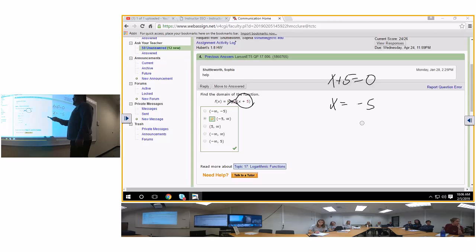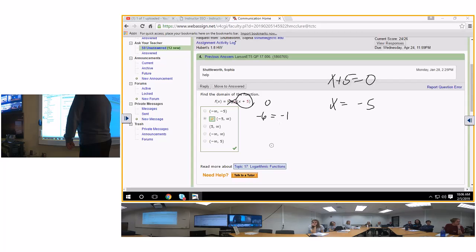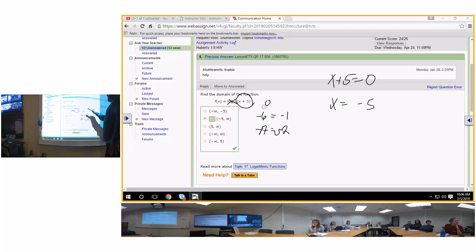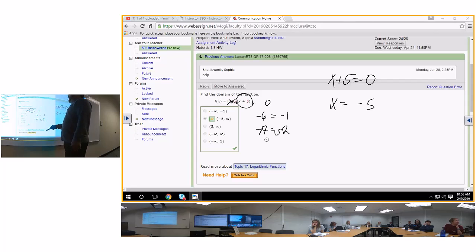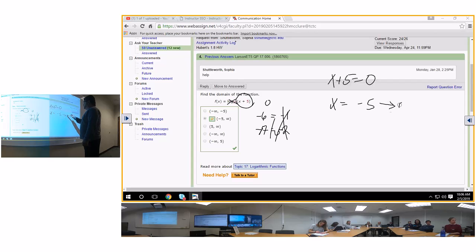So if I plug in a negative 5 right here, I'm going to get what? 0. What if I plug in a negative 6? What am I going to get? Not 0. Negative 1. What if I plug in a negative 7? Negative 2. So anything I plug in below negative 5, it's not going to work. So how do I write that? I can use all numbers from negative 5 to infinity.